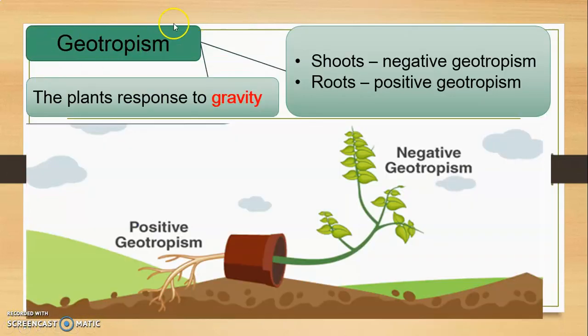And then we go to Geotropism. Geotropism refers to gravity. The plant responds to gravity. The shoot should show negative geotropism. Why negative? Because it should grow away from gravity. And the root shows positive geotropism because a root grows towards gravity. So these are examples of positive geotropism, and this one refers to the shoot, which shows negative geotropism.